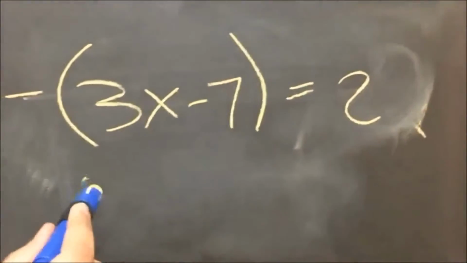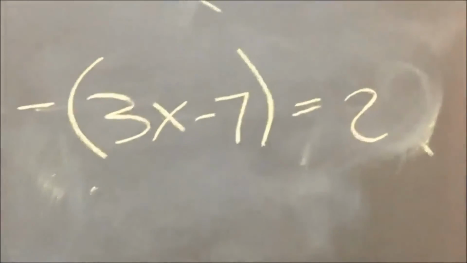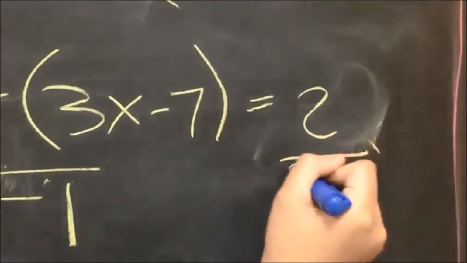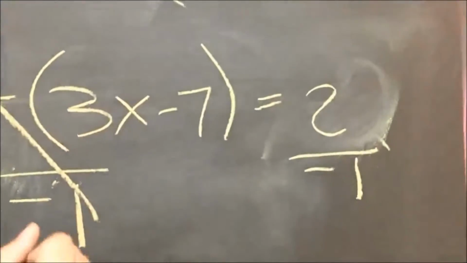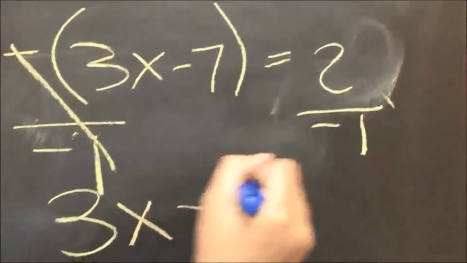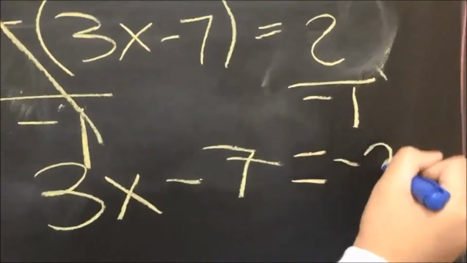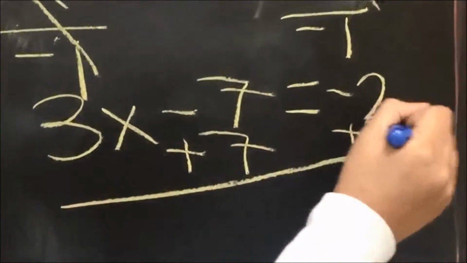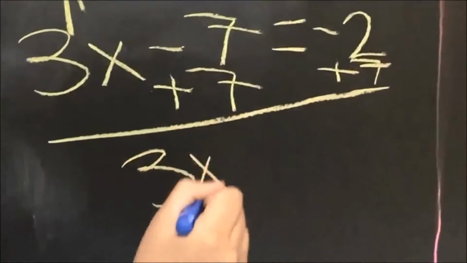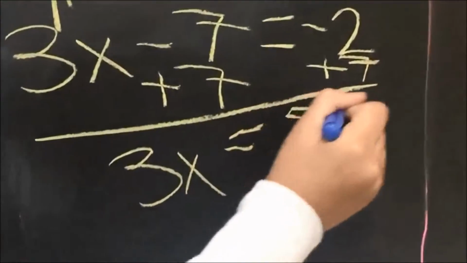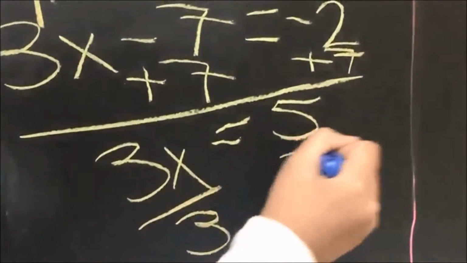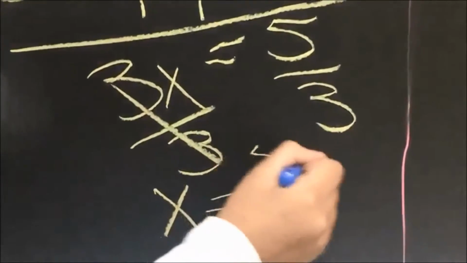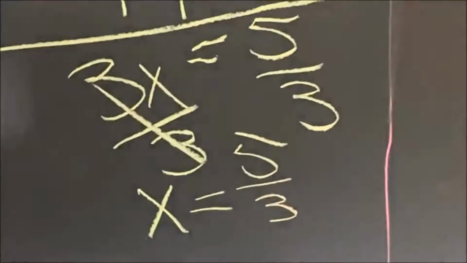For this problem, you could either distribute it or divide it by -1. I'm choosing to divide it by -1, and you have to do it on each side. So that's out, and now we're going to add 7 to each side. So it's going to be 3x equals 5. And you're going to divide it by 3. You have x equals 5 over 3.